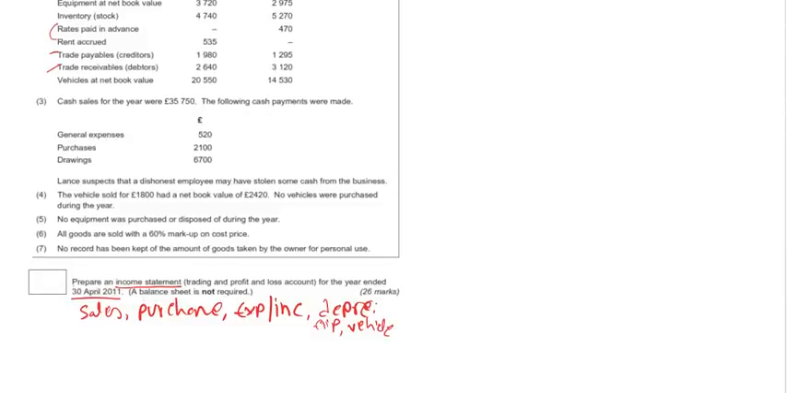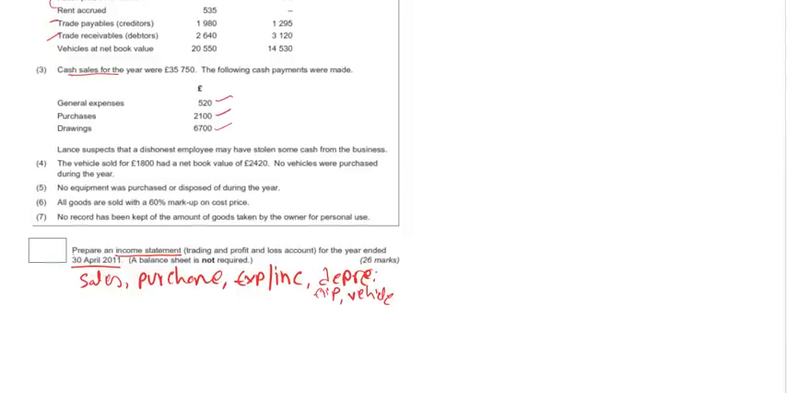Number 3, it says cash sales for the year. So credit sales along with cash sales, two things we need to find out. The following cash payments were made. Some general expenses go straight to the income statement. Purchases, this is a cash purchase, and drawings. It doesn't go into the income statement, but for balance sheet purposes, we could use it. It says Lens suspects that a dishonest employee may have stolen some of the cash. So we will work out cash stolen.